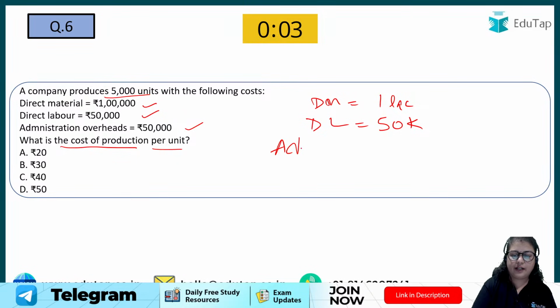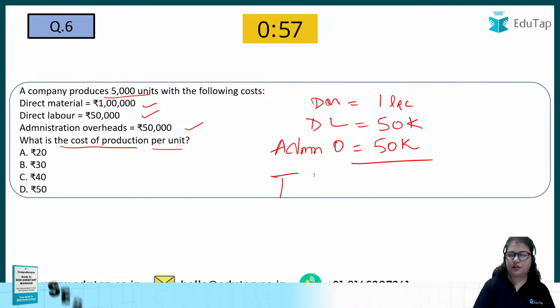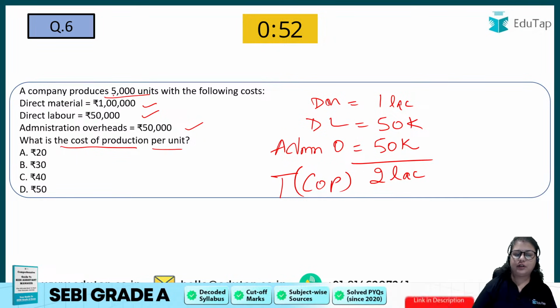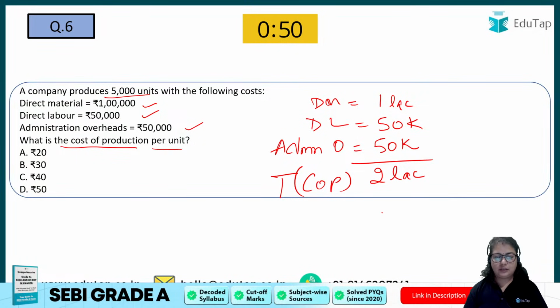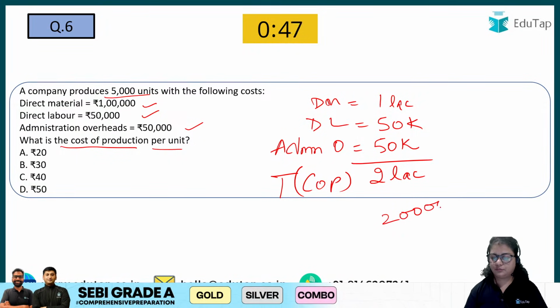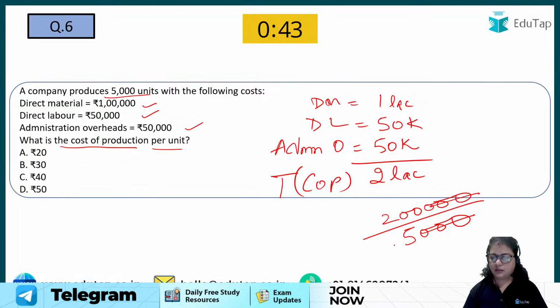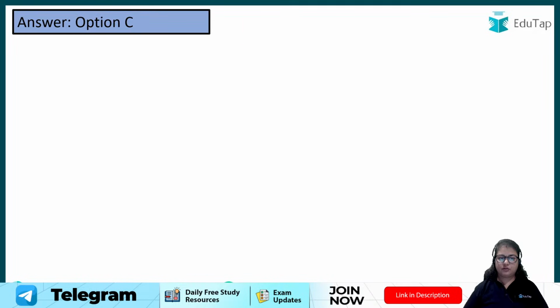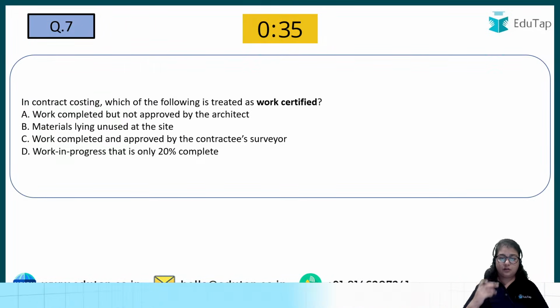And administration overheads is also a part of cost of production, so yes, 50k we can add of this also. So we get the total cost of production. Total cost of production is 2 lakhs, right? And the number of units are 5,000. So 2 lakh divided by 5,000 comes to 40 rupees. So answer is C. Very good, amazing, everyone. I hope you have understood the concept now of cost sheet.